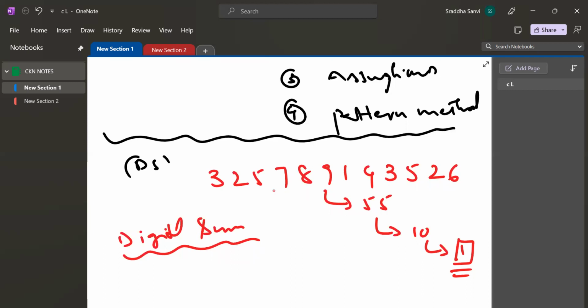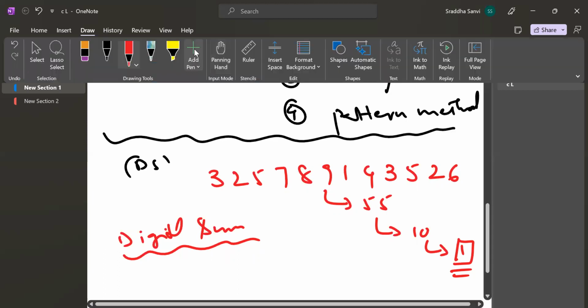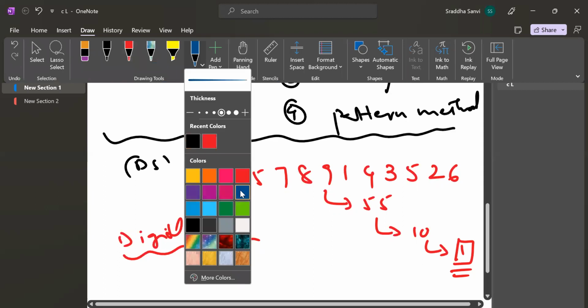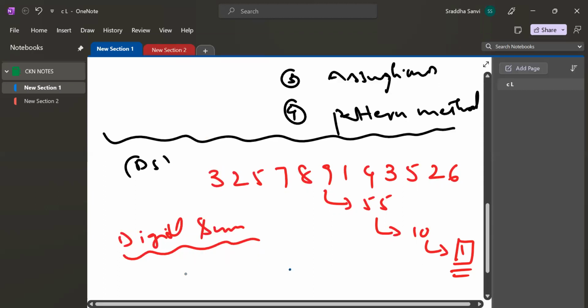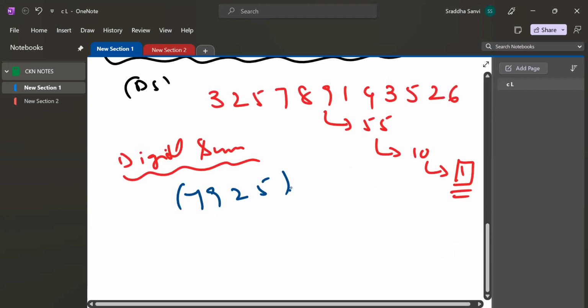Okay. For example, at home, your dad purchased a vehicle. Your vehicle has got a registration number of, let's say, 7925. Most of the families are crazy about lucky numbers. You all know. How will you find the lucky number of your vehicle?